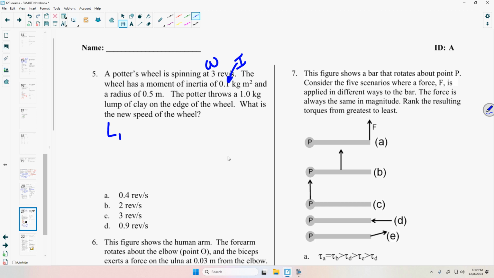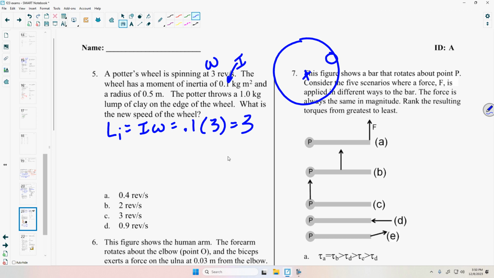Initially, this thing had angular momentum. That was I times omega, 0.1 times 3, or 3. The units aren't right there, but that doesn't matter. Then the moment of inertia changes, because this disk that had a moment of inertia of 0.1 gets a lump of clay thrown on the edge of it. Here's your disk, rotating about that point. And then you throw this lump of clay at a distance equal to the radius, 0.5 meters.